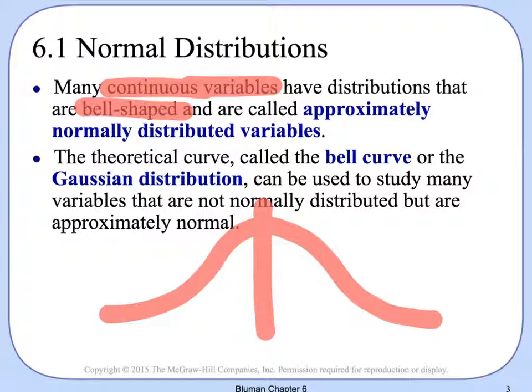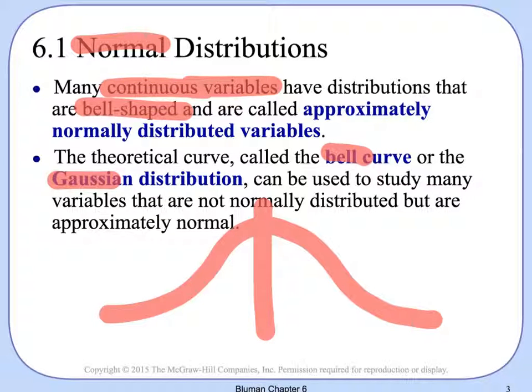We use a theoretical curve called the bell curve. They also call this Gaussian. It's called the Gaussian curve, I think named after Carl Gauss. But the normal distribution is the same as a Gaussian. I'm never going to refer to it as a Gaussian. I'm just going to call it the normal distribution or the bell curve, okay? So those are all synonyms. Normal, Gaussian, bell, they're all the same thing.